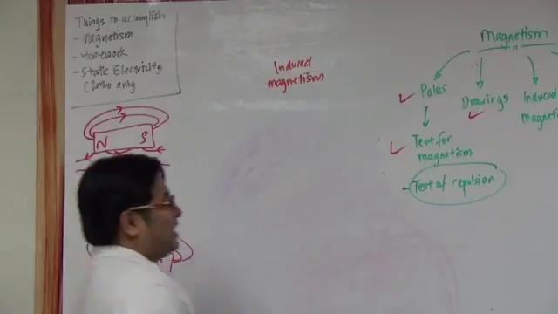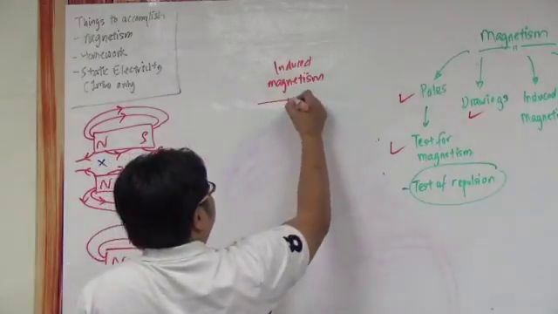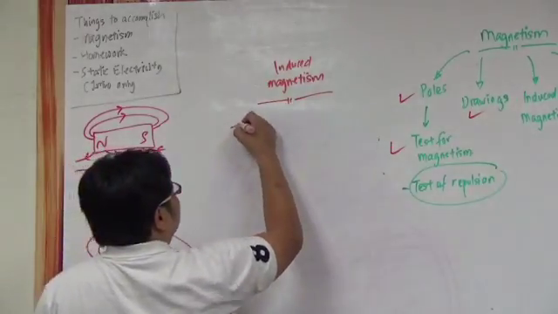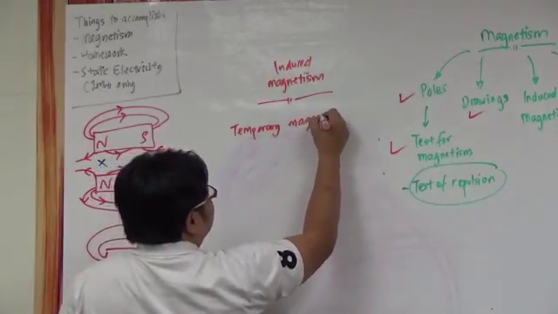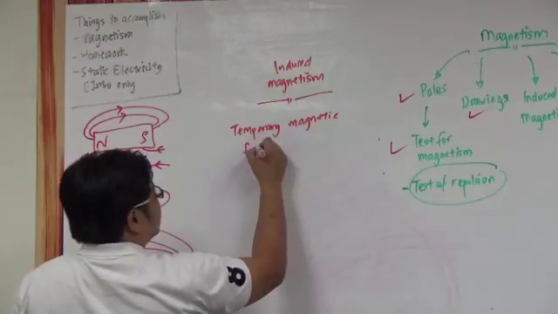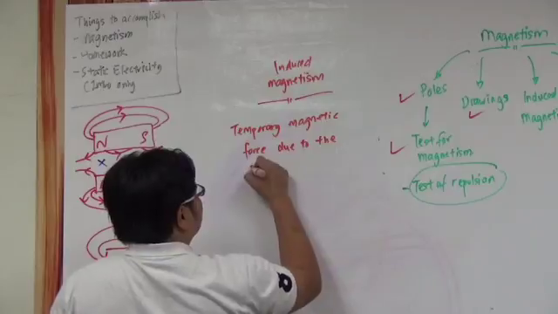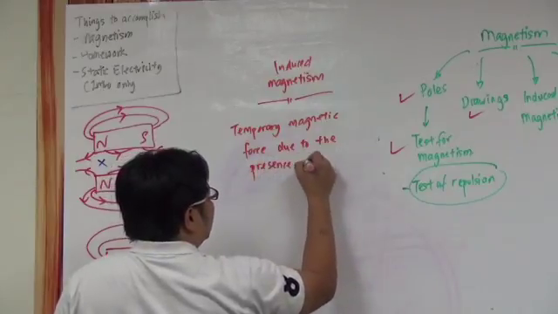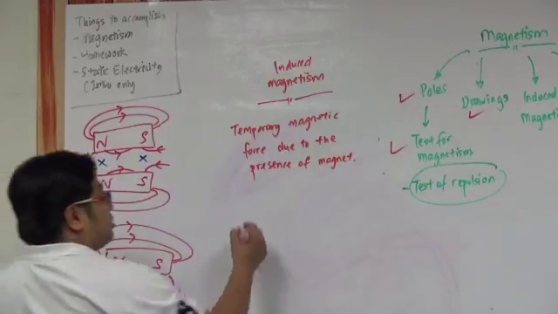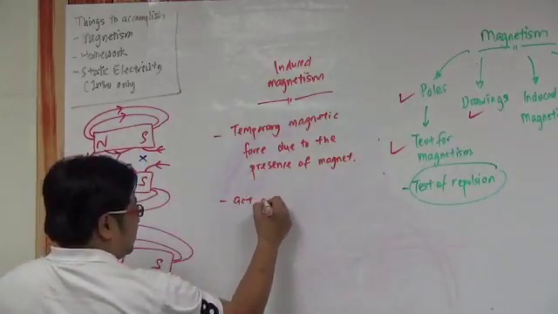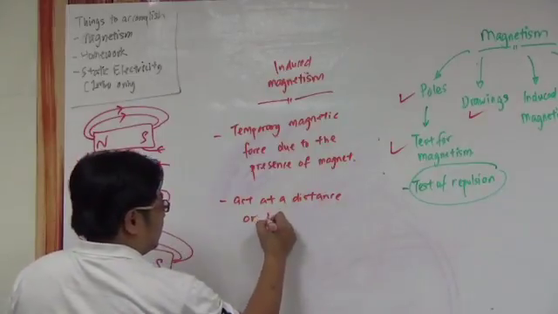Hit the wall, poof. Induced magnetism. So basically what is induced magnetism is a temporary magnetic force, due to the presence of a magnet. So for example, induced magnetism, they can act at a distance or by touching.